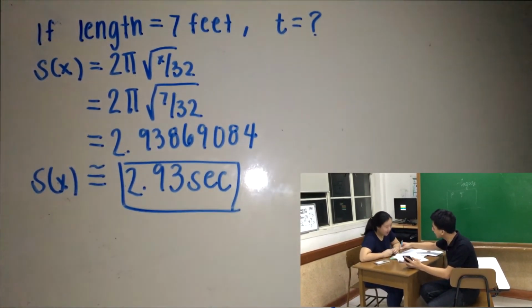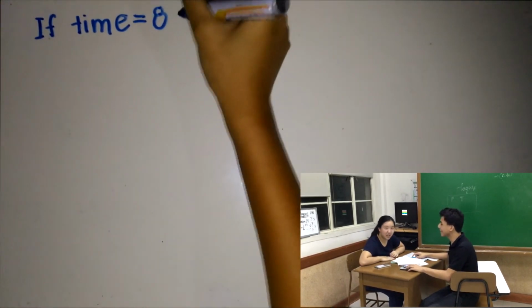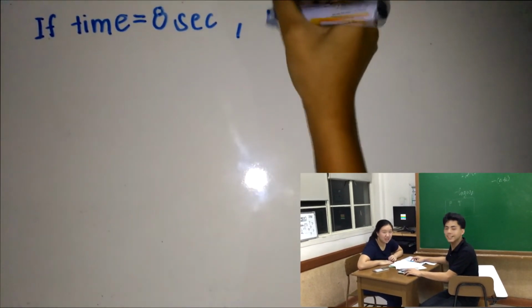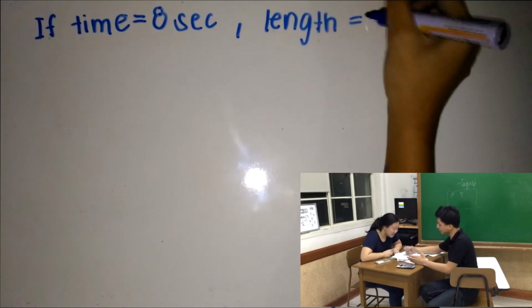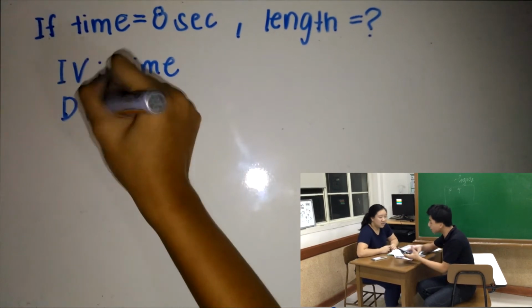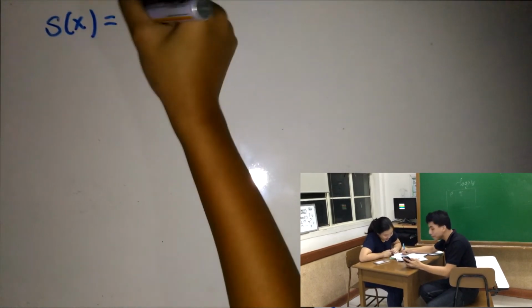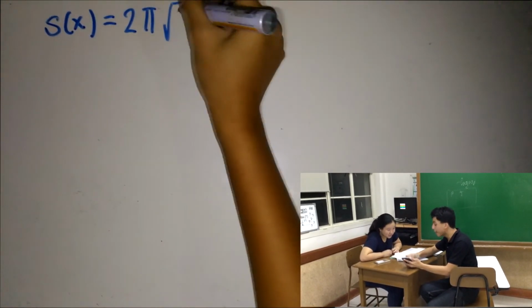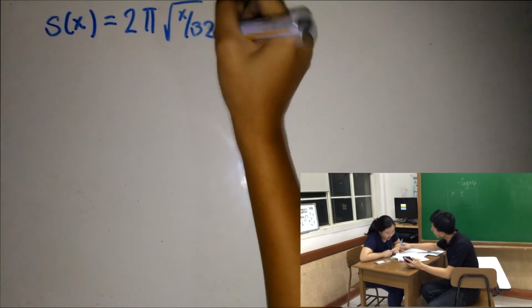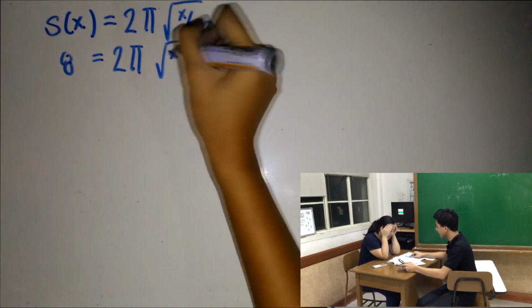Kind of easy, right? Now I'll give you a problem related to the first one. If it takes 8 seconds for a pendulum to swing back and forth one time, determine the length of the pendulum. This time, the independent variable is time, whilst the dependent variable is the length of the pendulum. Of course, we will still be using the given function earlier, which is S of x is equal to 2 pi square root of x over 32. We need to find the length of the pendulum.